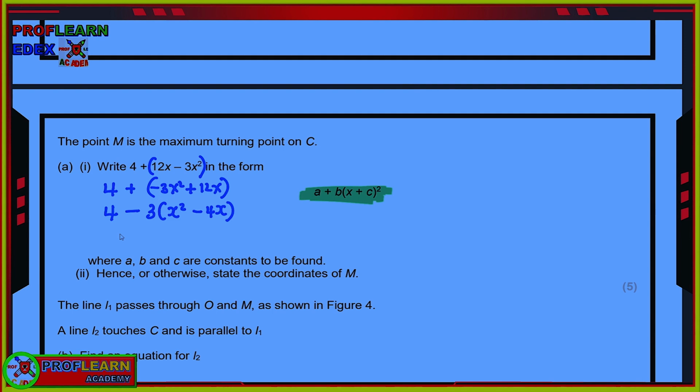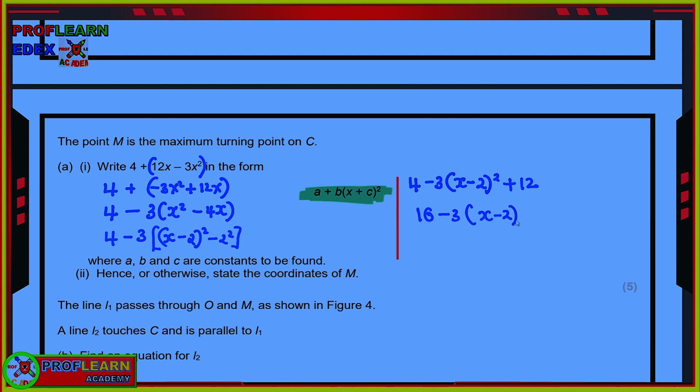And then, according to the process of completing the square, we introduce the brackets, and we shall take x minus half of this number 4, and then we shall subtract the square of 2 there, and then we can simplify the expression, which becomes plus 12. Then 4 plus 12 gives us 16. Then we shall have minus 3 into (x minus 2) squared. So this is the completed square form.